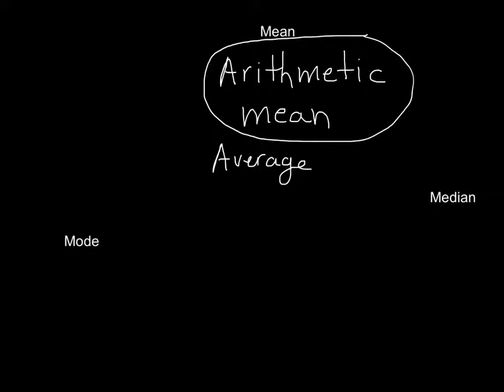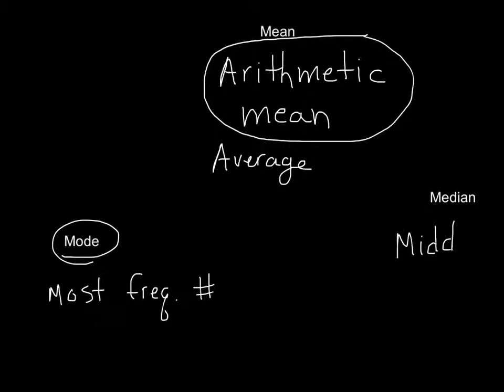So when you do the average, you add up all your values and you divide by how many values there are, right? Mode is the one that occurs the most often, the most frequent number. And then median is like the median in the road. It's the middle of your set of data. But you have to list your data from least to greatest. Does that make any sense?